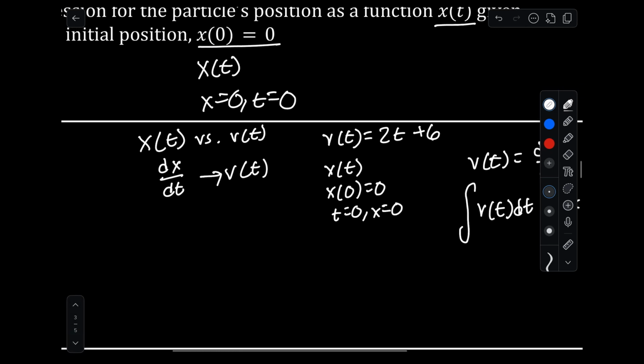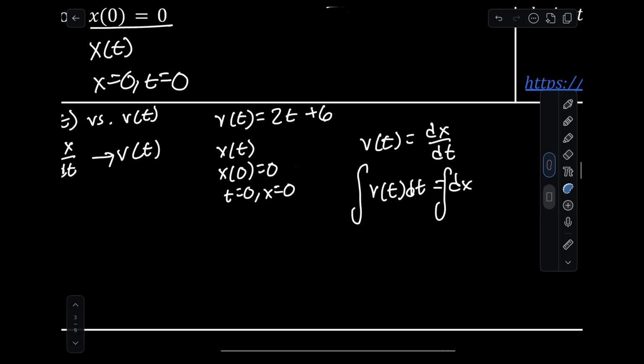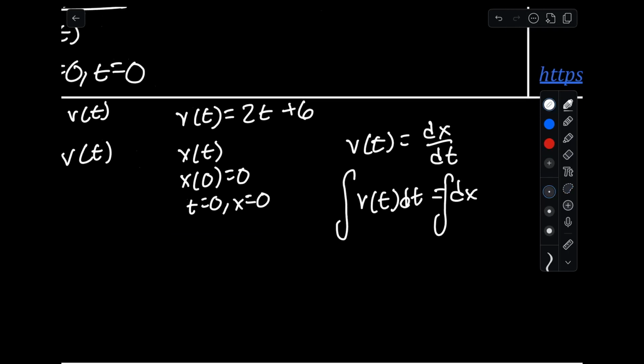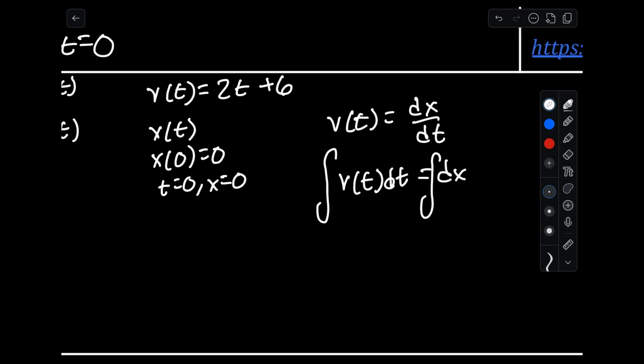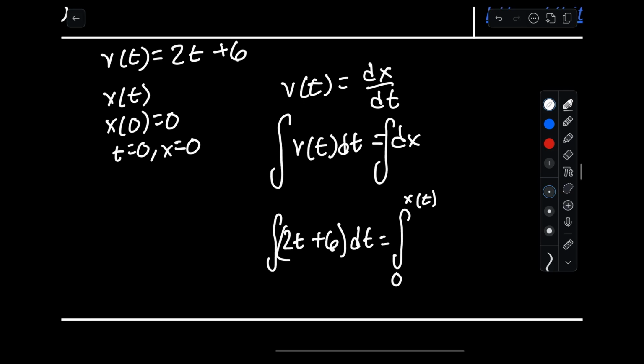Because like we said earlier, you take the derivative, you take the slope of x of t, you will get back v of t, right? And it goes in the opposite direction too. If you take the integral of your velocity function, you will get back your position function. So in this case, we know that our velocity function will be 2t plus 6 dt equals the integral from 0 to x of t of dx.